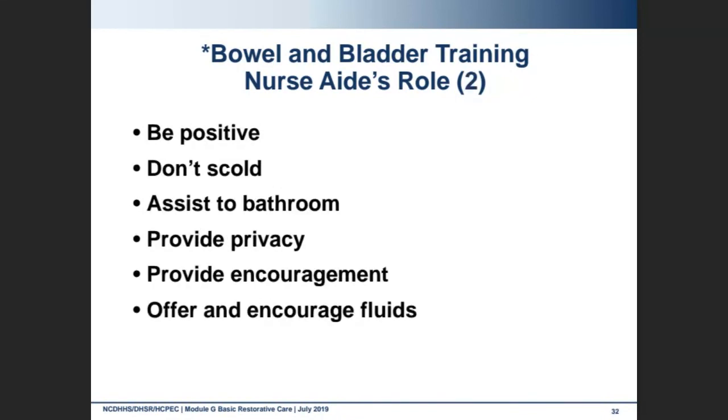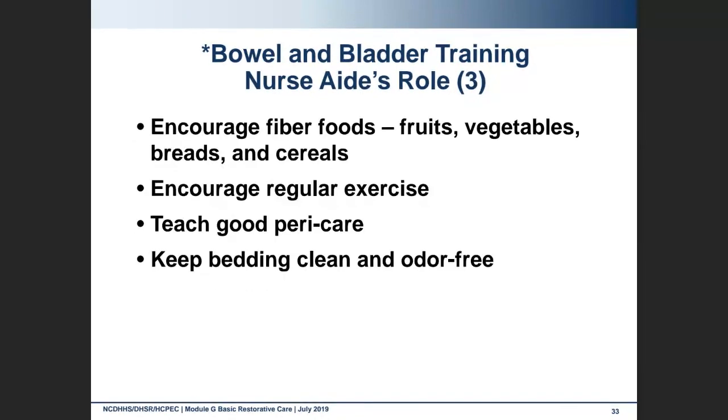We want to be positive, assist to the bathroom if requested, provide privacy and encouragement, and offer fluids as scheduled, because that's going to be an important factor in the bowel and bladder retraining. Also encourage and help them to make sure they're getting high fiber foods, because fiber has a big role in our elimination patterns and regularity. Regular exercise is also important. Good peri-care, keeping the bed and linens clean.